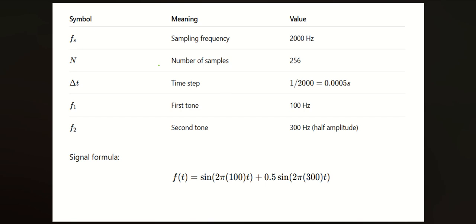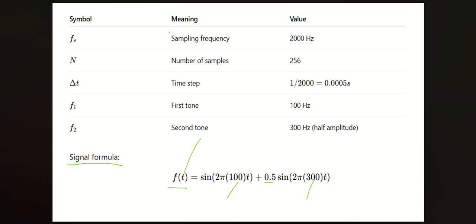See, this is one example of converting the time signal into the frequency domain. This is the time signal f of t. This signal varies with time. This signal has two frequencies: first frequency 100 and second frequency 300. It has an amplitude of 0.5 for the second frequency and 1 for the first, right?